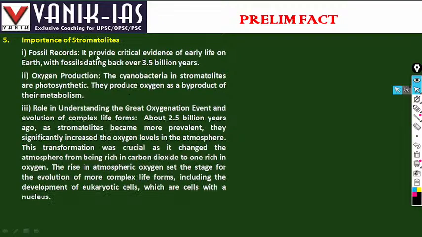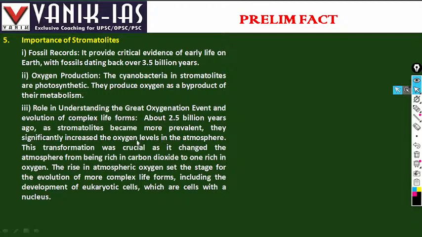Importance, fossil records: it provides critical evidence of early life on Earth, with fossils dating back to 3.5 billion years. Oxygen production: the cyanobacteria in stromatolites are photosynthetic. They produce oxygen as a byproduct of their metabolism. Role in understanding the Great Oxygenation Event and evolution of complex life forms.